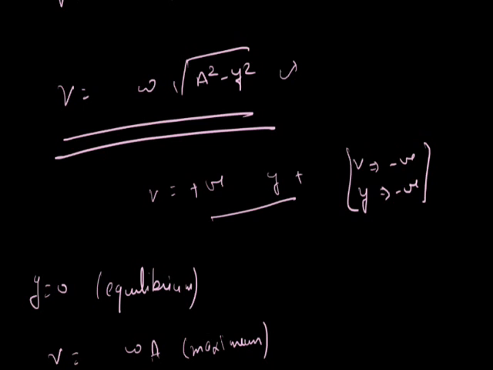On the other hand, at the end points, y is what? a. At the ends y is a, then v is 0. That means at the end position the velocity is minimum. That means we got the minimum velocity at the end points and maximum velocity at the equilibrium point, and it's positive in the positive y direction and negative in the negative y direction. This was about the velocity.